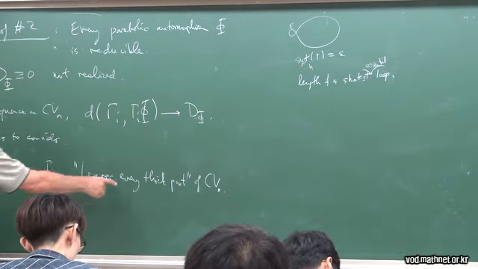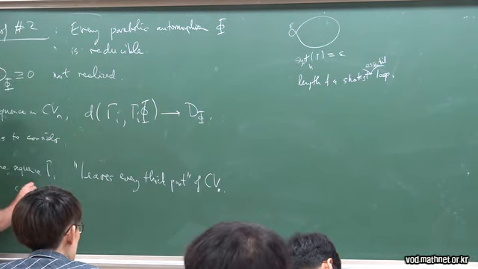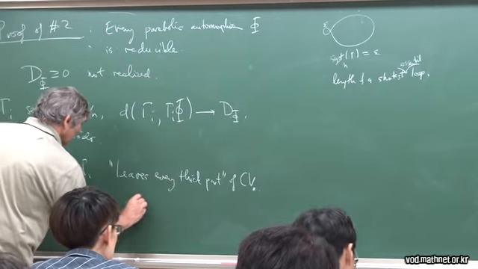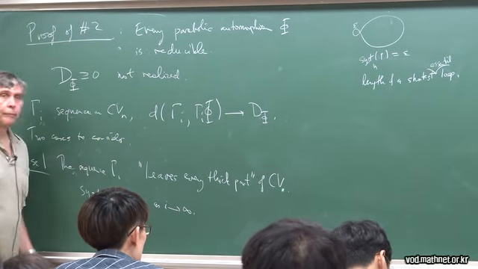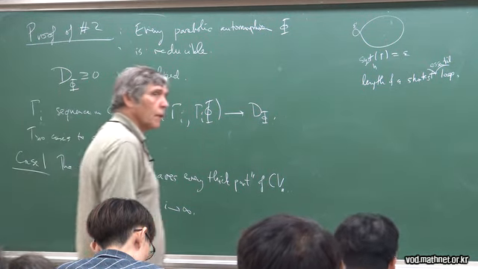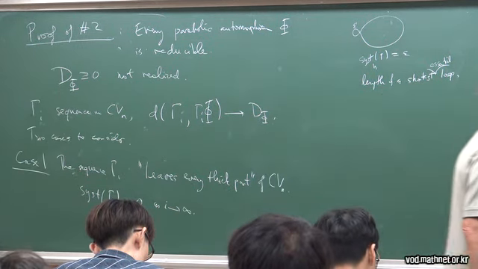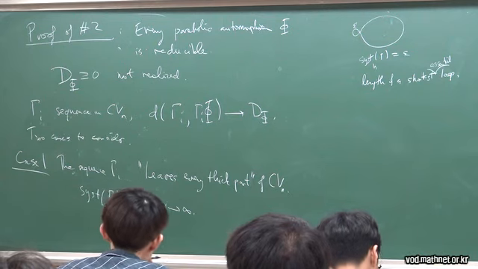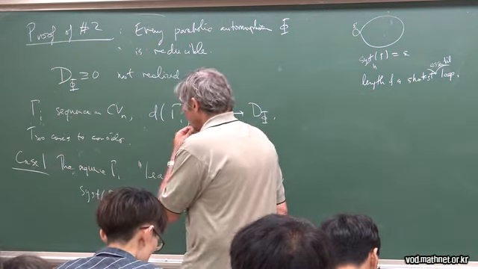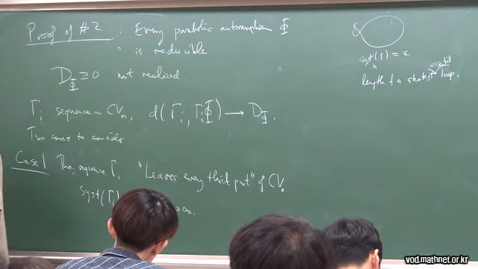Okay, so what I mean by this is that the systole of gamma i goes to 0 as i goes to infinity. So the shortest loops get smaller and smaller, just like in the example, right? This A was getting smaller and smaller. So in that case, I'm going to argue that the automorphism is reducible.